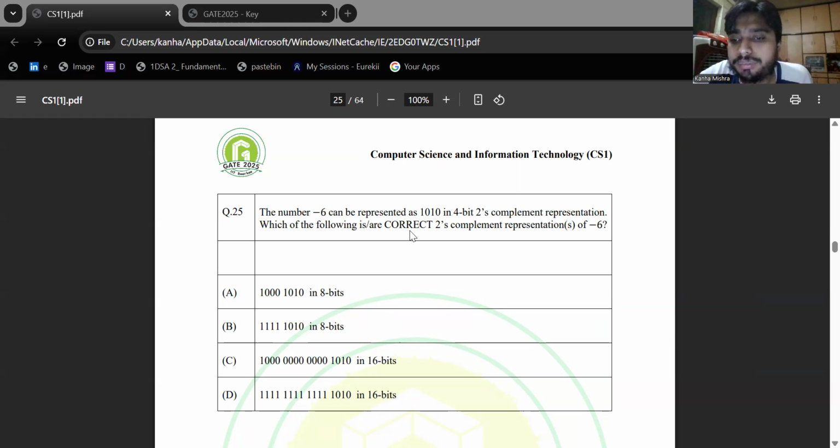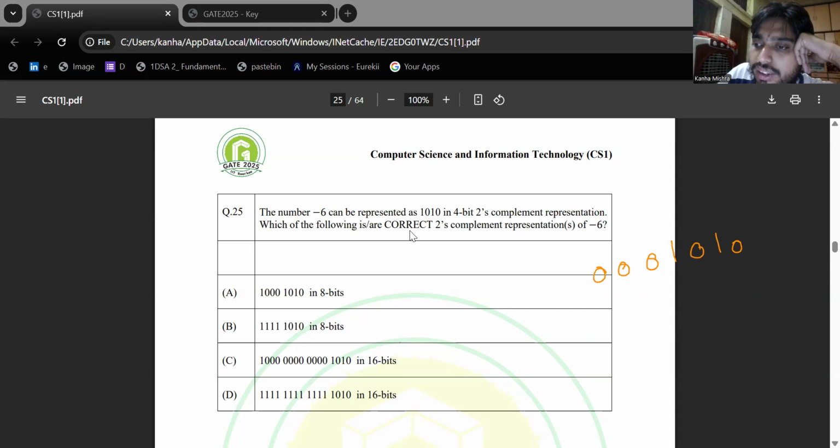So, if I somehow extend this, then the original 2's complement I get is 1010. If I start extending it in, let's say, 8 bit, then it will be 0 here, 0 here, 0, and we can set the main base to 1. This is one thing.